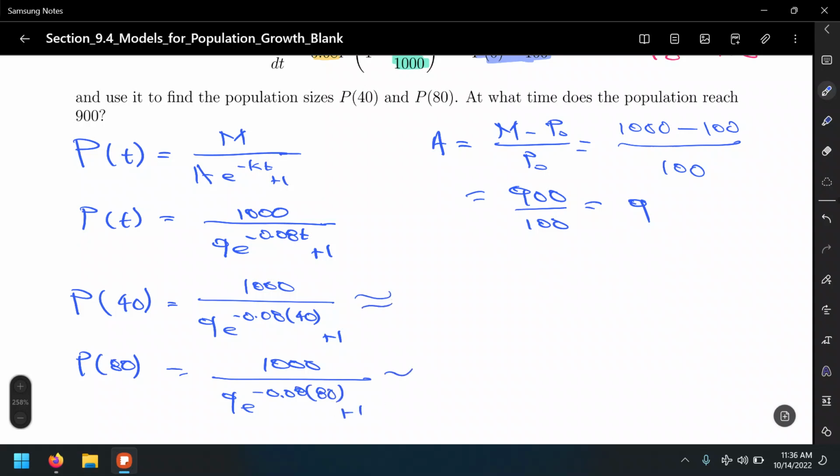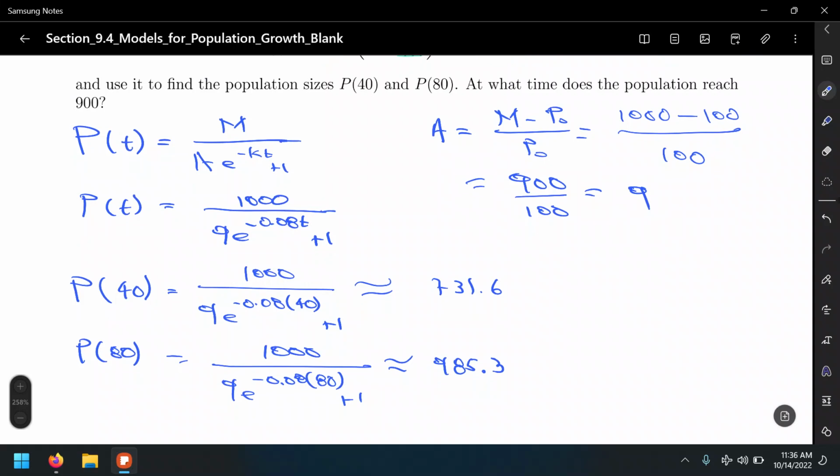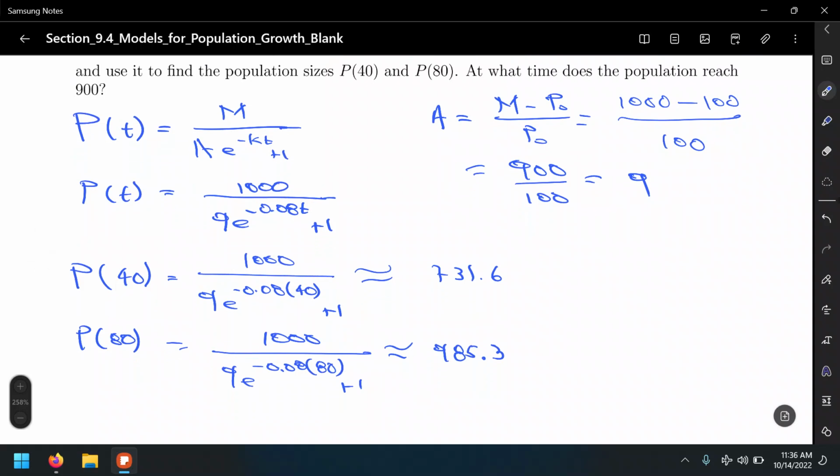This should be approximately 731.6 and 985.3. In this case we would be expecting some population growth. However, this model is not going to give us a growth that steep as opposed to the law of natural growth, because this model is considering the carrying capacity of the system as opposed to the previous model. All right.